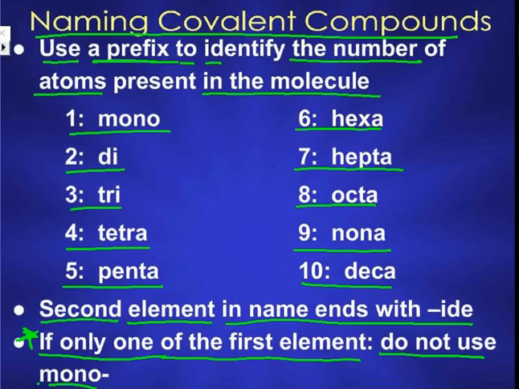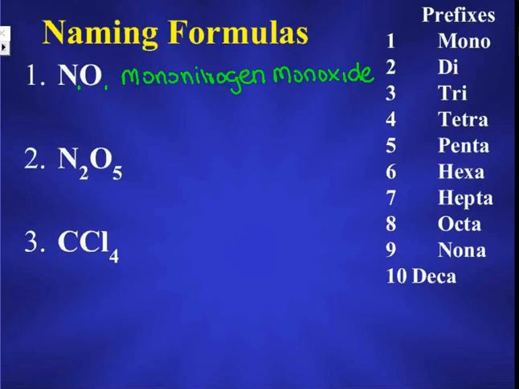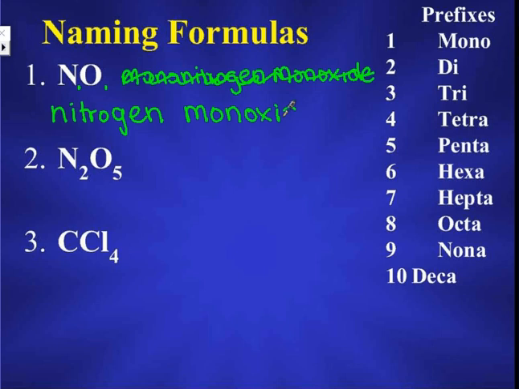So let me back up. It says, use a prefix to identify the number of atoms present in the molecule. Okay, I did all that though. Oh, but wait, there's a star. I did the second one ends in IDE, but if there's only one in the first element, do not use mono. Guess what I did? I used mono. So would I do that? No. This would actually be nitrogen monoxide. Now you may be wondering, why did she use mono there? Because it's not the first element in the name. It only says don't use mono if it's the first element. This is the second element, okay? And yes, I chopped off the end and added IDE.